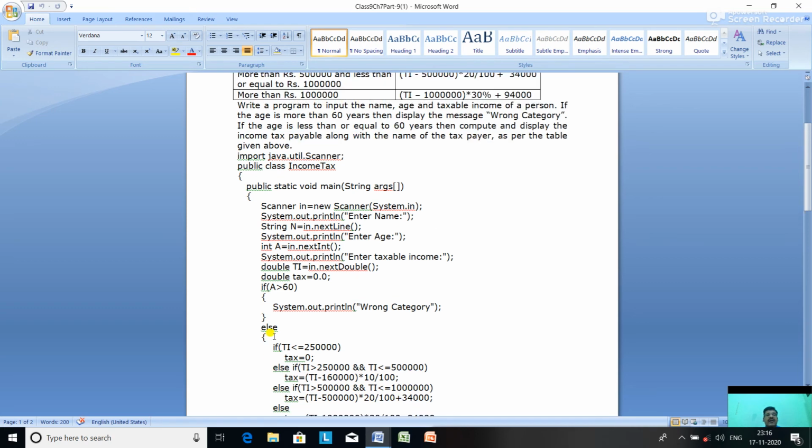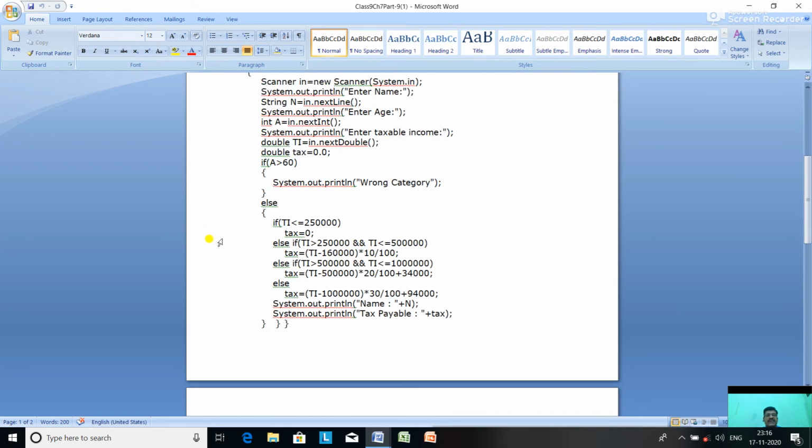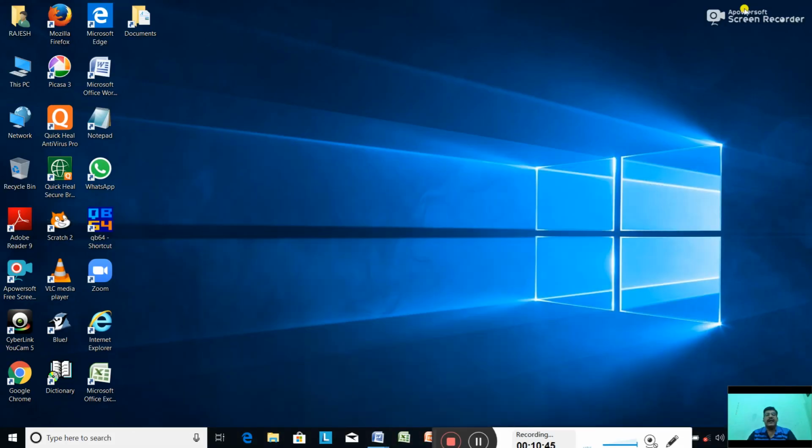Else, the last case, if the income is more than 10 lakh, then else will execute and calculates 30% of taxable income minus 10 lakh and plus 94,000 fixed amount. Okay, now print the name and print the tax, payable tax. Alright, now let us see this program and get the output.